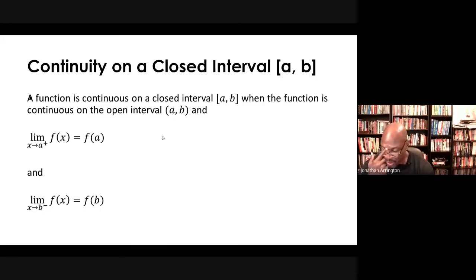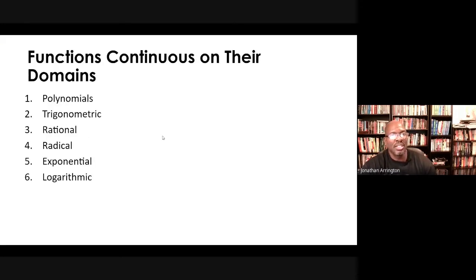Okay, before we look at some problems, I want to list 6 functions which are well behaved, if you will. These are functions which are continuous on their domain. We've talked about two prior, which are polynomial and trigonometric functions. We're now going to expand our list. And so these six functions are continuous on their domains. And these are polynomial functions, trigonometric, rational, radical, exponential, and logarithmic.